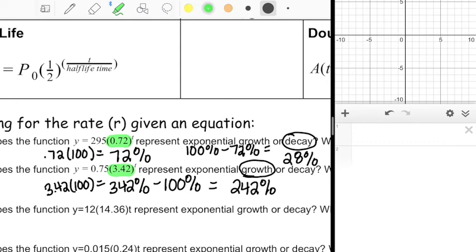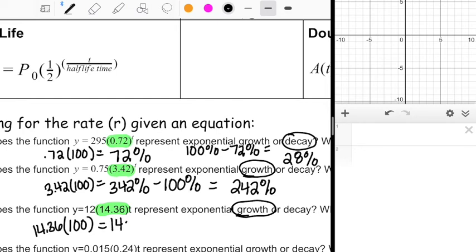All right, so for the next one, I have 14.36. This is going to be growth because it's greater than 1. I'm going to convert that into a percentage, and I get 1,436%. Now, how far is that from 100%? Why 100%? Because that's where you started, with 100% of the initial value. That's going to give me 1,336% growth.